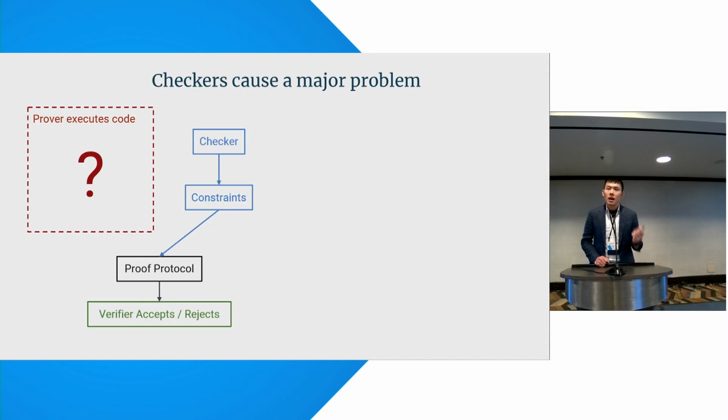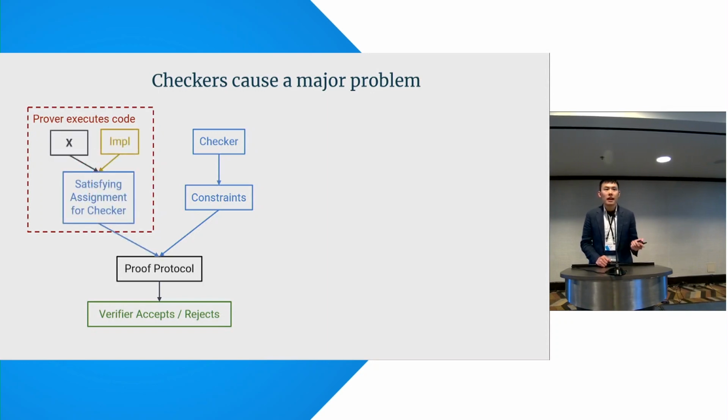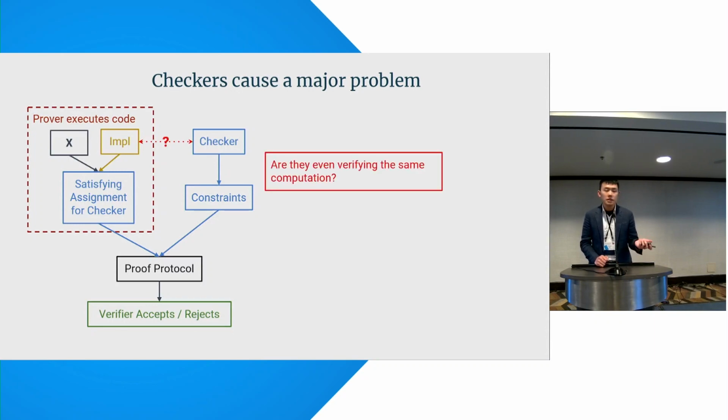Checkers, however, cause a major problem that could undermine the correctness of the entire system, which is that you cannot use the checker to actually find the output. So the prover would still have to rely on the implementation to produce the satisfying assignment, but this time to satisfy the constraints produced by the checker. There's no formal link between the implementation and the checker, which raises a question. Are these people even verifying the same computation?